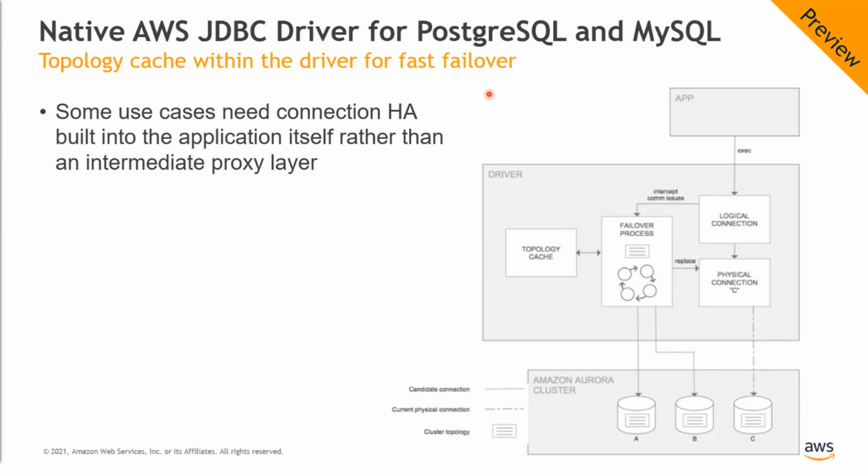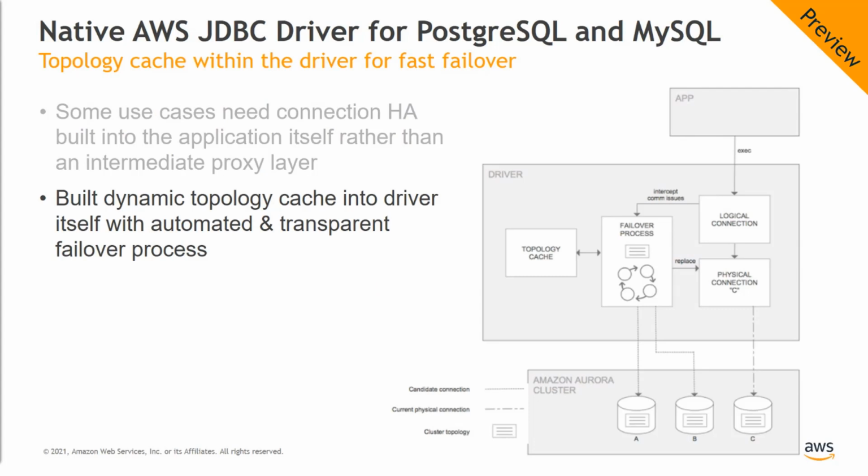And there are some applications, some use cases, where we need to maintain this high availability connection state in the application itself, rather than in a proxy layer, right? Perhaps they don't need connection pooling. Perhaps they just want to streamline the layers of their infrastructure. And so we've built effectively connection high availability into the driver layer itself. You can see some architecture on the right side.